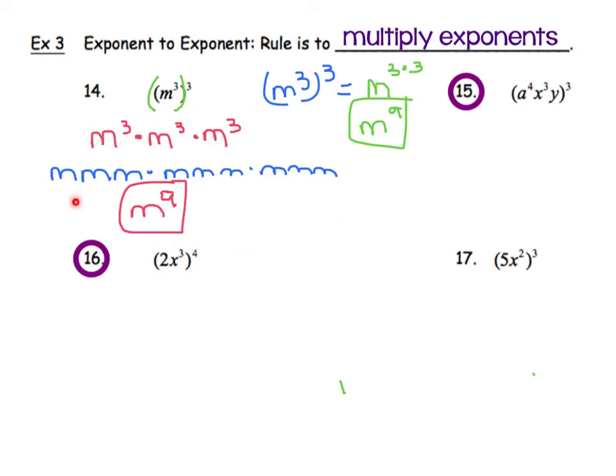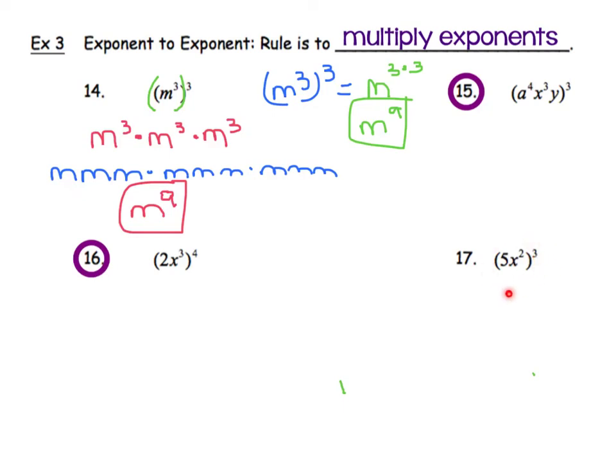Let's look at 17. The first question you ask yourself is, what kind of problem is this? Is it multiplication? Is it division? Am I just adding or subtracting? Or is it exponent raised to an exponent? Hopefully you see that it's exponent raised to exponent because you see a little exponent outside of the parentheses.